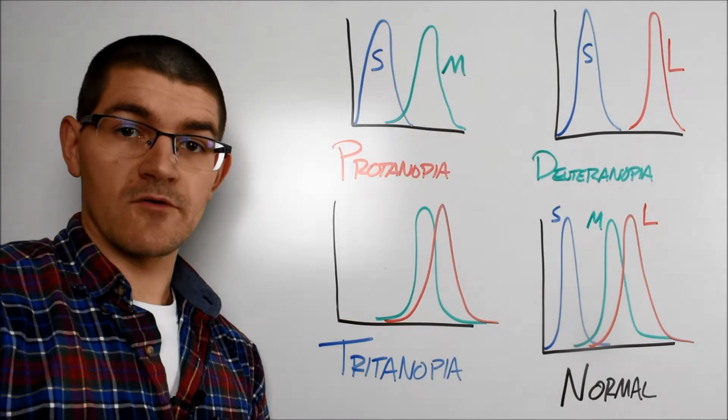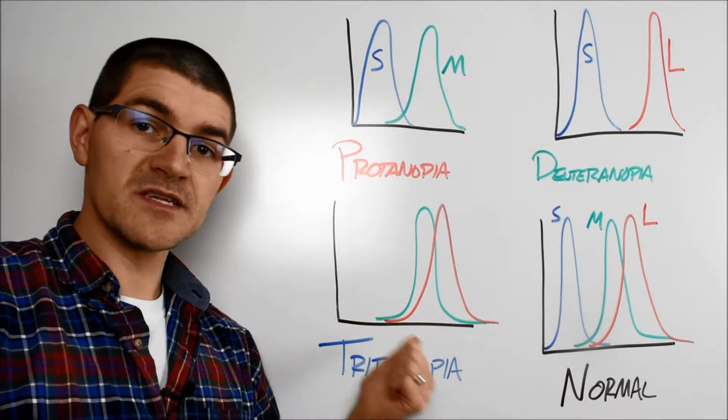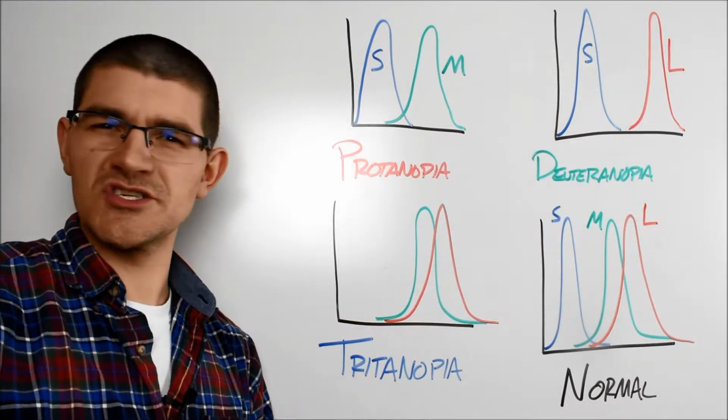Our last type of dichroism is tritanopia. It's extremely rare and where the S cone is missing. This blue color blindness causes greens to be seen as a shade of blue and yellows to be seen as almost a shade of violet.